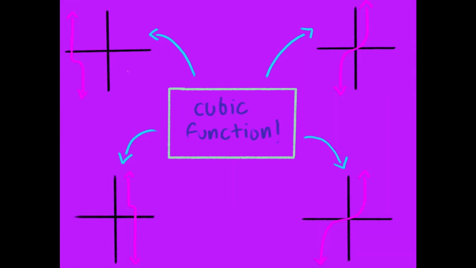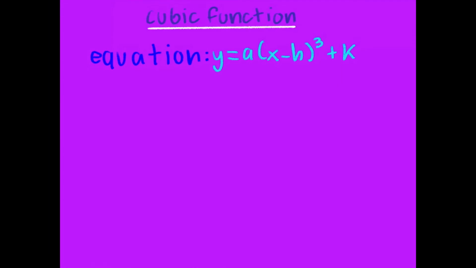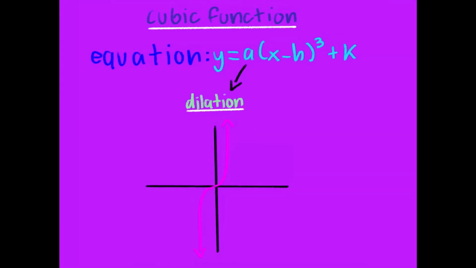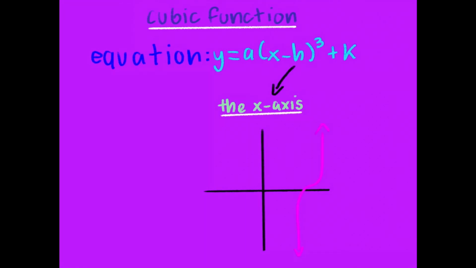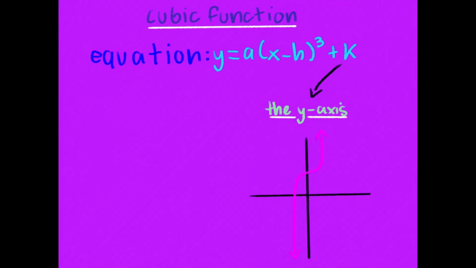Next up, we have the cubic function. The equation for a cubic function is y equals a parentheses x minus h cubed plus k. A in the equation is responsible for dilation. H in the equation is responsible for translation across the x-axis. And k is responsible for translation across the y-axis.